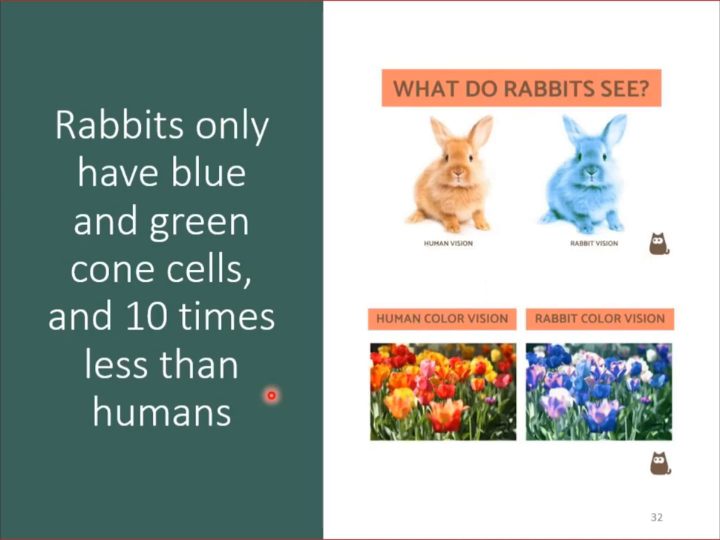So, how about us humans? We have 3 different types of cone cells. But how about the rabbit? Rabbit only has 2 cone cells, green and blue. So for a rabbit, it cannot distinguish yellow and red. For them, yellow and red are the same.